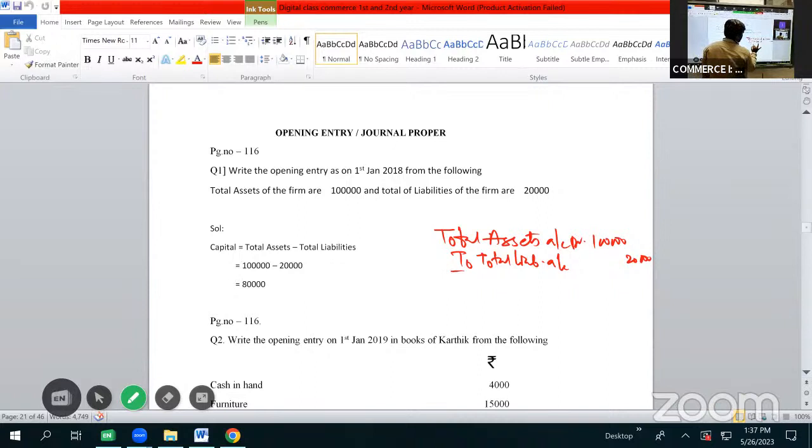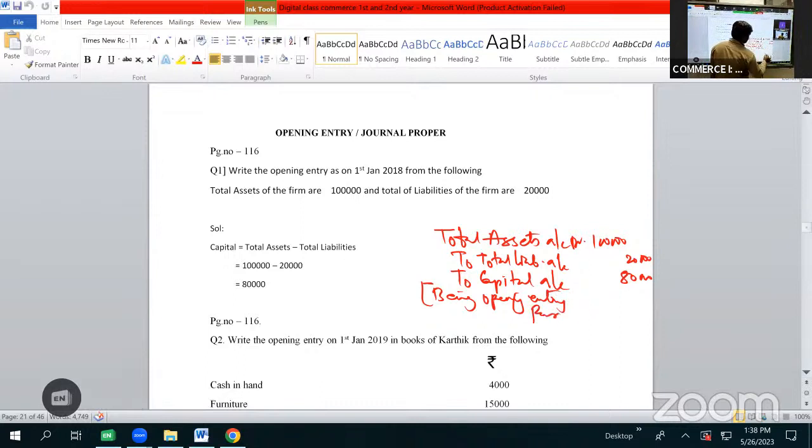Then we'll be writing it as to capital account 80,000. So how did we get the value 80,000? We have subtracted the value of liabilities from the value of assets. So we got the value of capital. So this is our answer, and we'll be writing a note here as being opening entry passed. Or else we can also write it as being previous year assets and liabilities brought to current year.